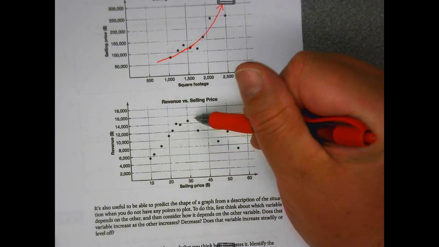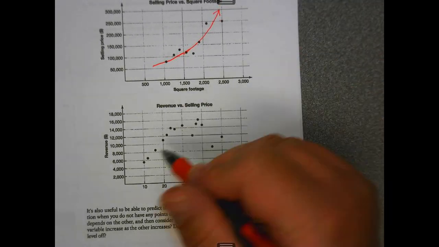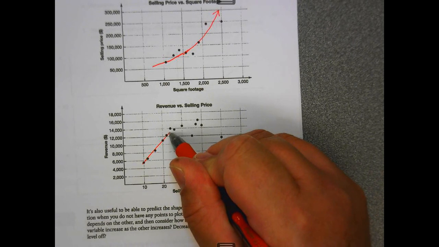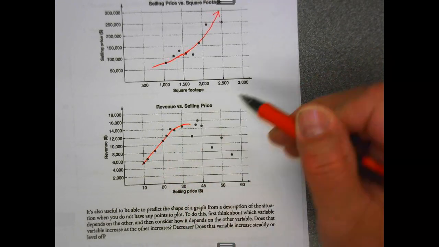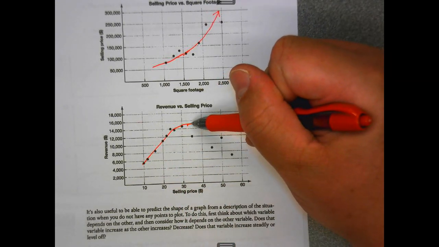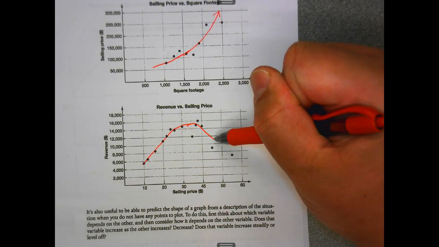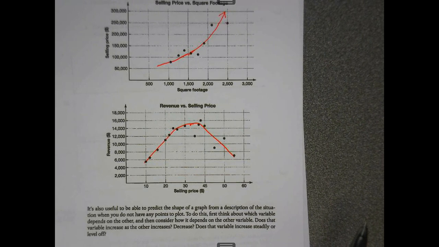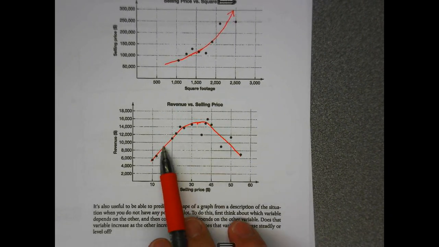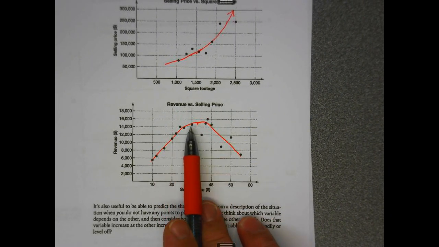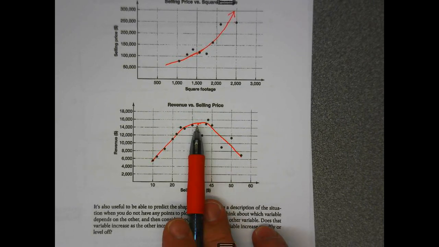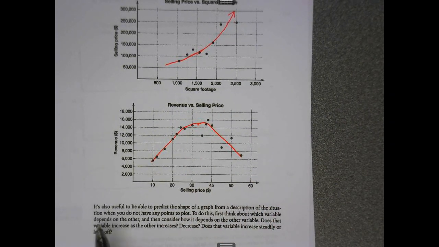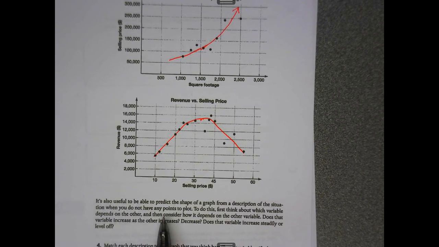It is also useful to be able to predict the shape of a graph from a description of the situation when you do not have any points to plot. To do this, first think about which variable depends on the other. Then consider how it depends on the other variable. Does a variable increase as the other increases, decrease, or does it steadily level off? Number 4.